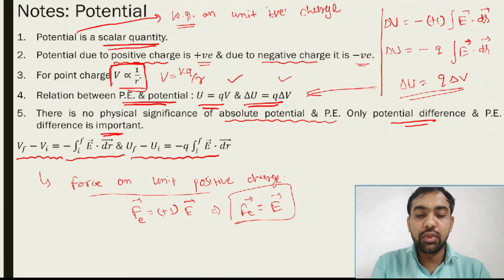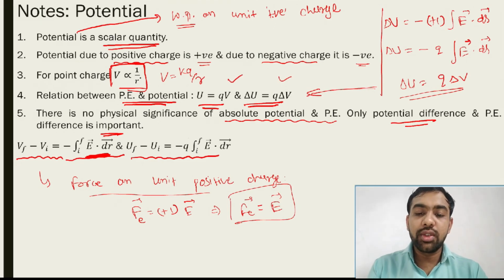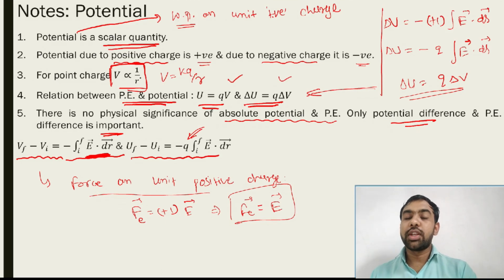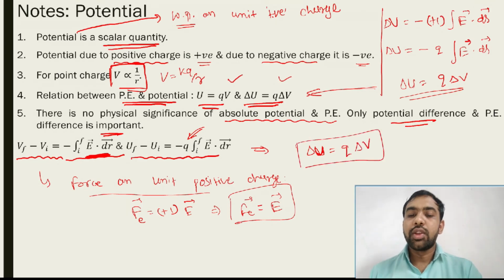See this one, F_E is equal to E dot dr. Here it is written that work done is equal to E dot dr, but for a unit positive charge F and E are both the same. And here we are using this Q in the potential energy difference. So from this you can also write this relation: delta U is equal to Q delta V. You just use this relation, delta U is equal to Q delta V.